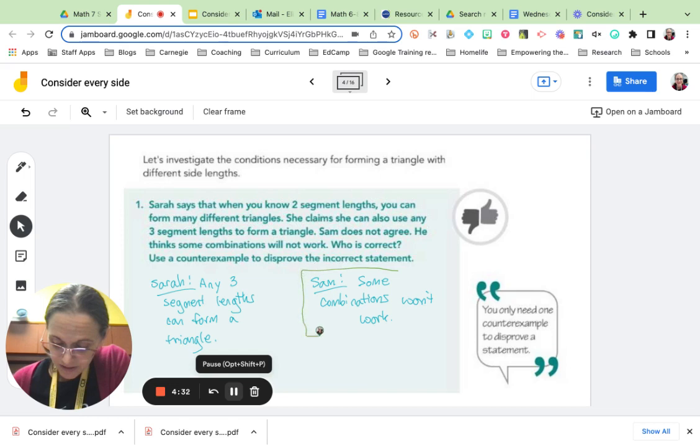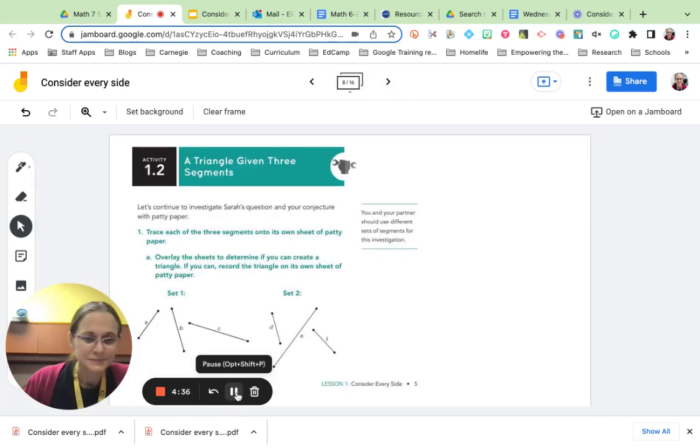Let's explore a little bit further. You've already made some conjectures about when 3 side lengths will form a triangle. In this activity, you're going to use patty paper to explore how many triangles you can make with 3 side lengths and to see what type of side lengths work, which ones don't.